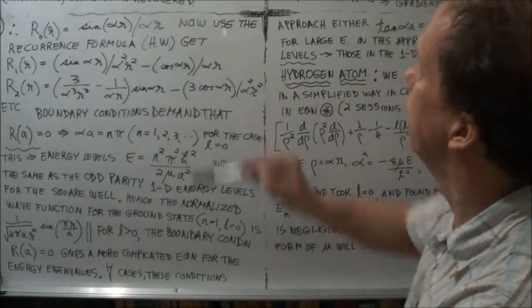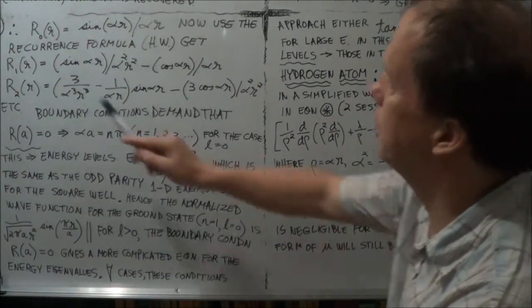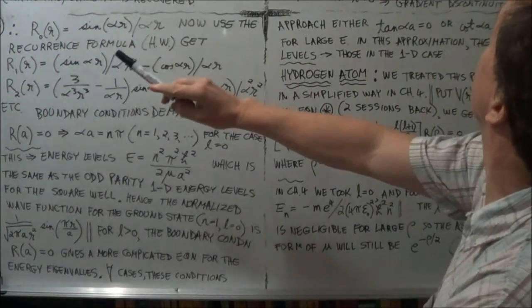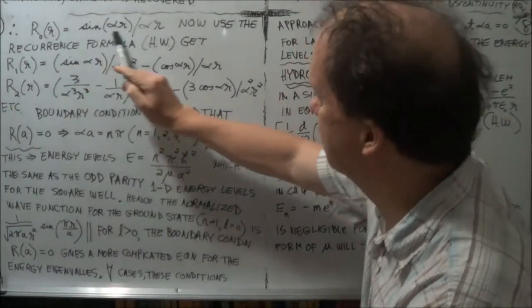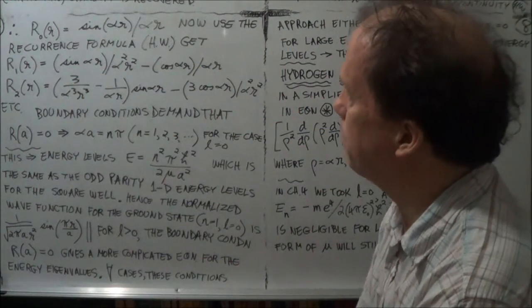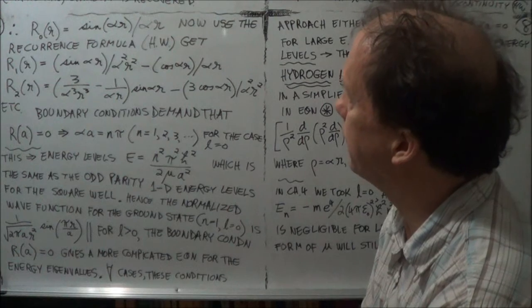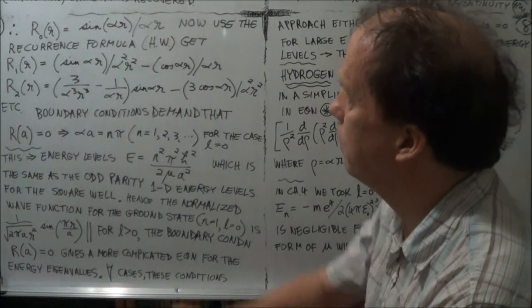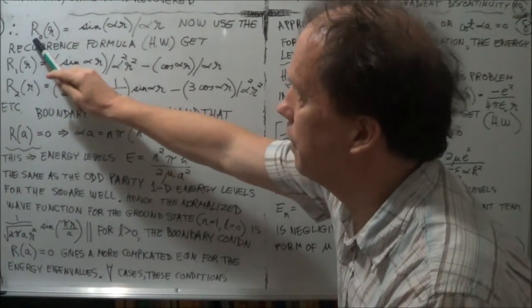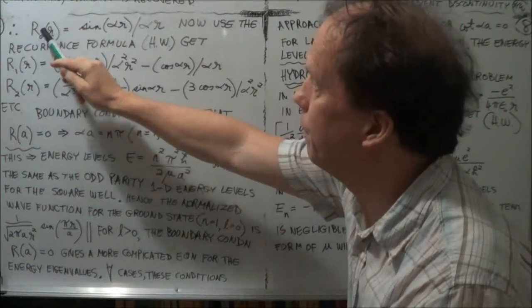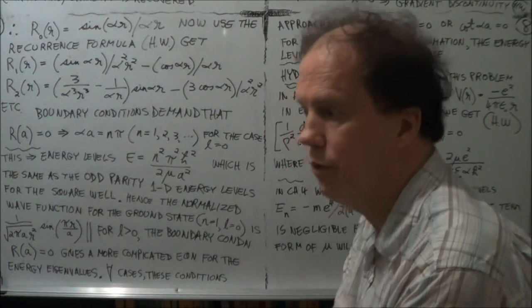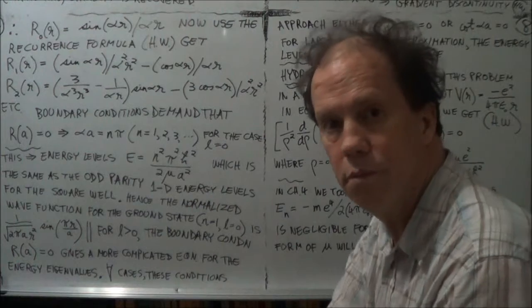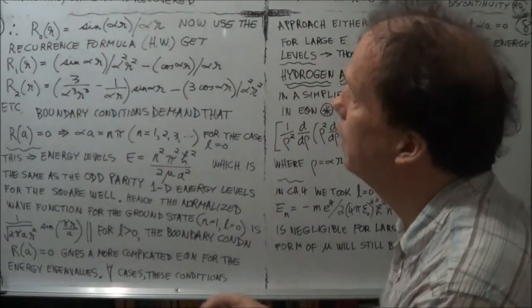And that's for the case when L is 0. So R0 is this. All right. Now, if you know the chi, you can find the big R. Now, if you know chi 0, you can find chi 1 from the trick in the previous session.